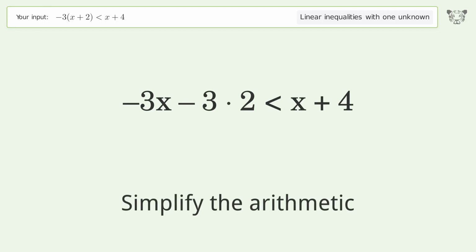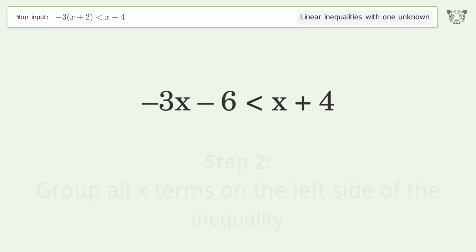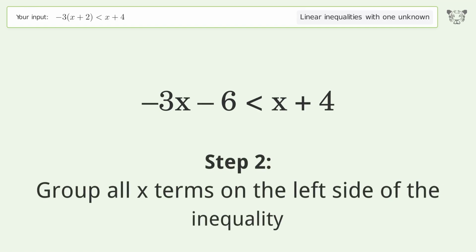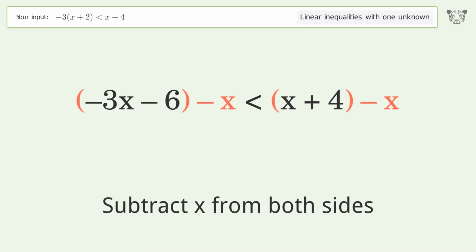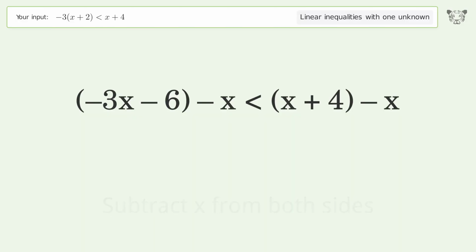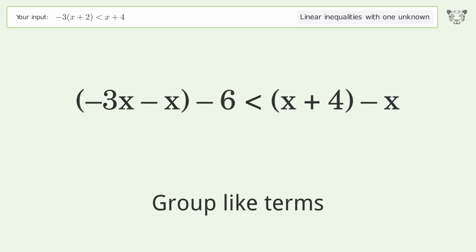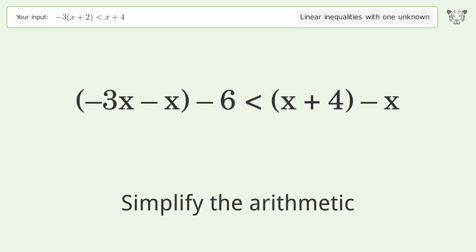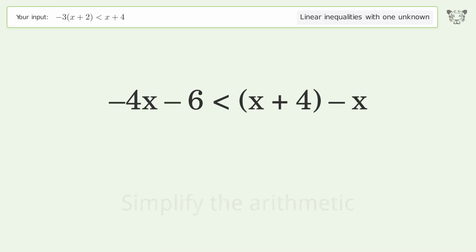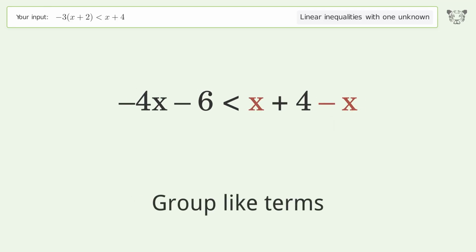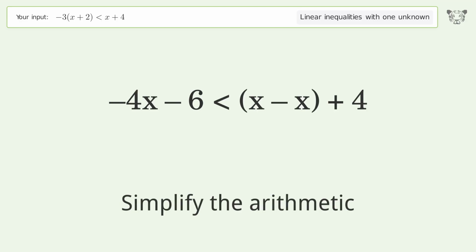Simplify the arithmetic. Group all x terms on the left side of the inequality. Subtract x from both sides. Group like terms. Simplify the arithmetic. Group like terms. Simplify the arithmetic.